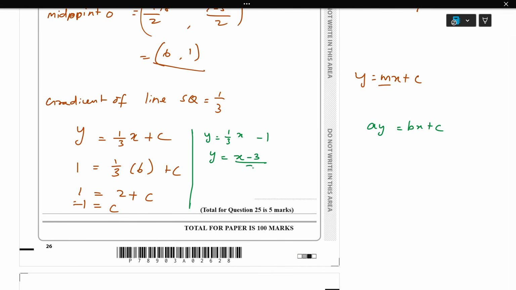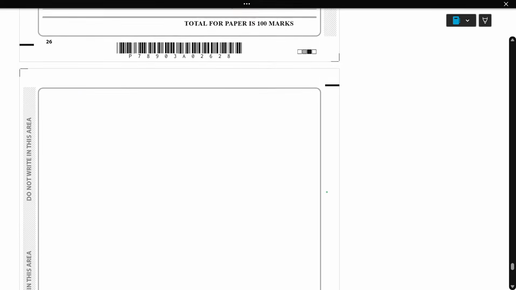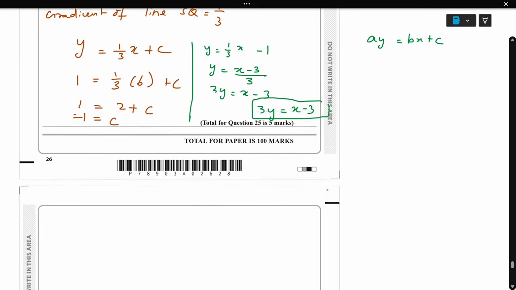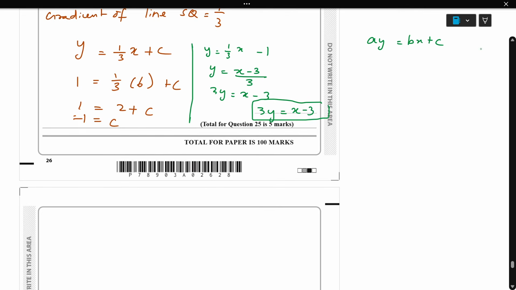But this is the line equation, and our answer should have no fractions, everything integer, in the form ay equals bx plus c. There is a fraction, so we are going to eliminate it. Take the LCM: y equals x minus 3 over 3. Bring the 3 here: 3y equals x minus 3. That is the final answer. 3y equals x minus 3.